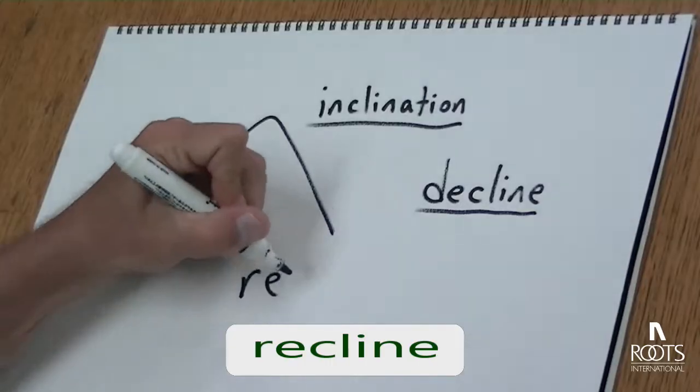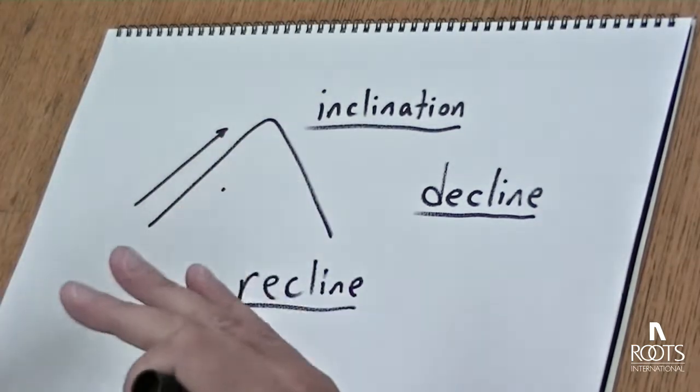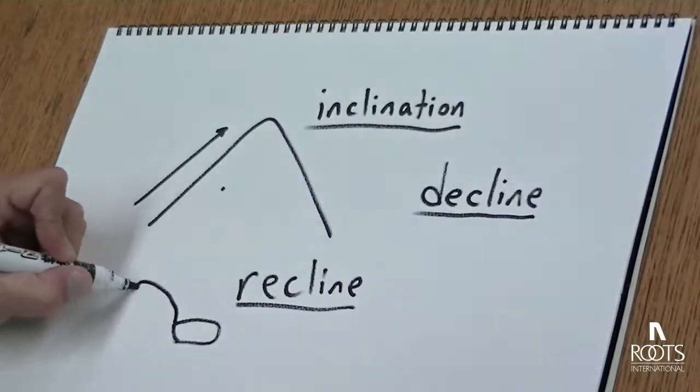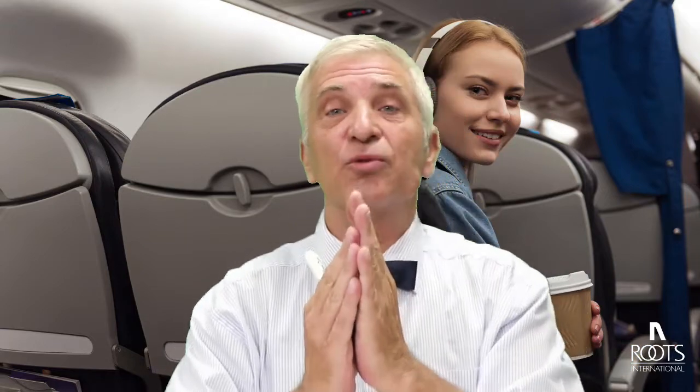A somewhat related word is recline, which means relax or lay down. A kind of chair that goes back is called a recliner. And in a bus or in an airplane, those seats that move back are called reclining seats.